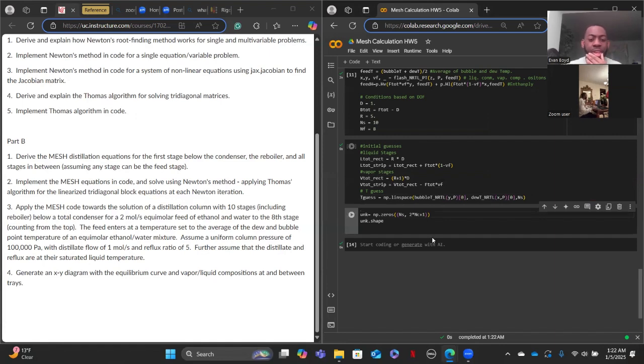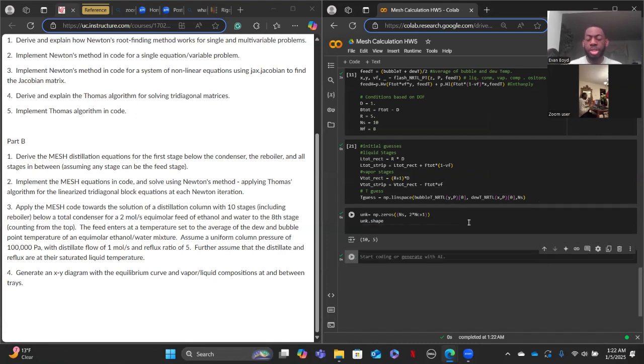Again, I'm sorry for the mistakes previously. Let's keep going. So we have our MP shapes, our MP zeros, and we'll be filling those out as we go for our matrices, and we have a shape of 10 by 5. So we reprint our shape, 10 by 5.